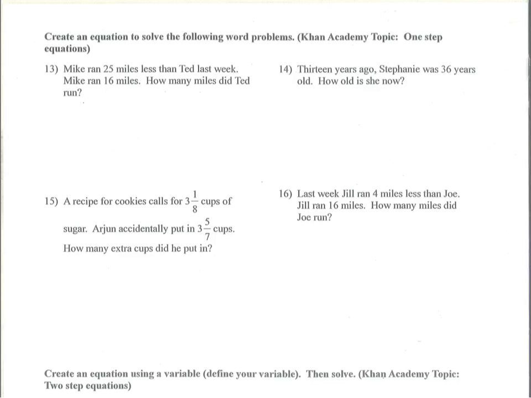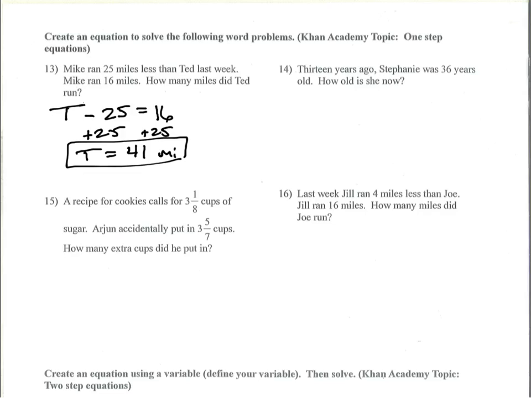Okay, so here we're going to start off with the miles that Ted ran. So I'm going to call T for Ted. So Ted, let's see, Mike ran 25 miles less than Ted. So what we're going to do with Ted, we're going to subtract 25, and that's going to equal the miles that Mike ran, which is 16. Okay, so to solve for how many miles Ted ran, we're going to add 25 to both sides. And Ted ran 41 miles.